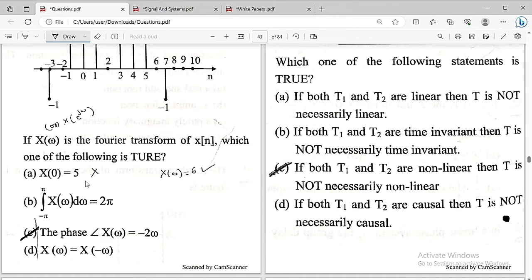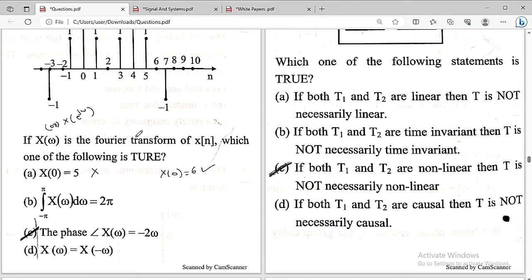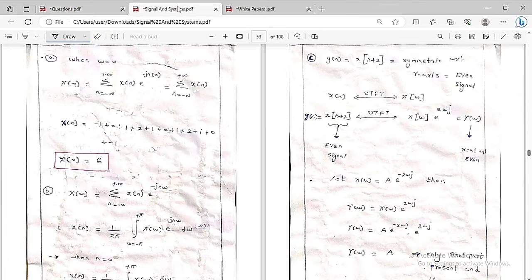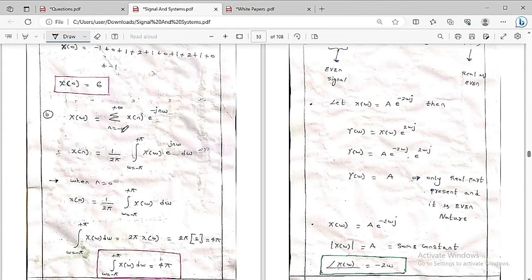This is a true statement, but in the options they are given, option A is wrong. Now let's go for option B. So option B now we are going to solve. What is option B?